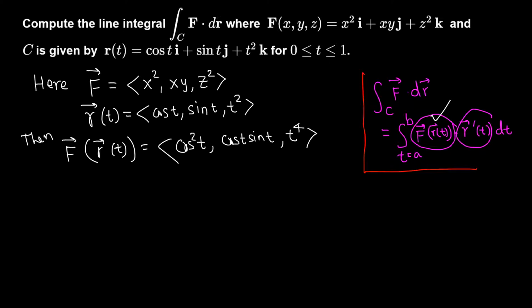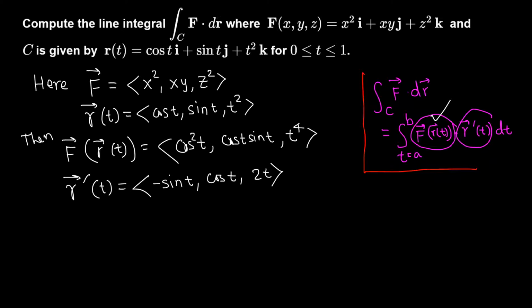Next we need to find the derivative of r. Okay, here is the r. Let's find the derivative. We got three components. The derivative of cosine is negative sine t, then cosine t, and here 2t.